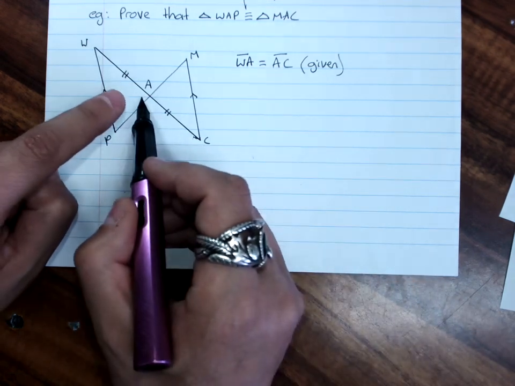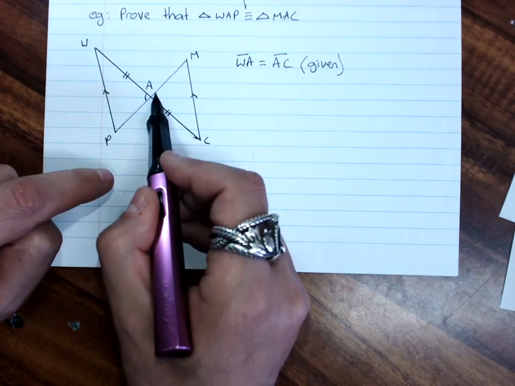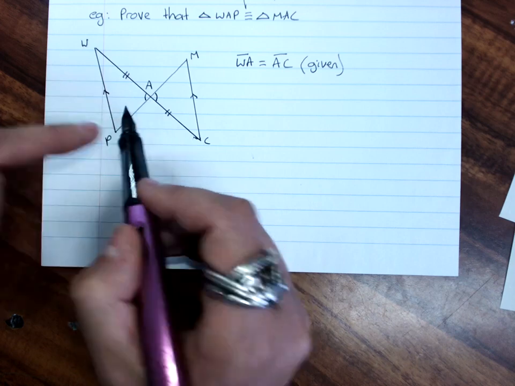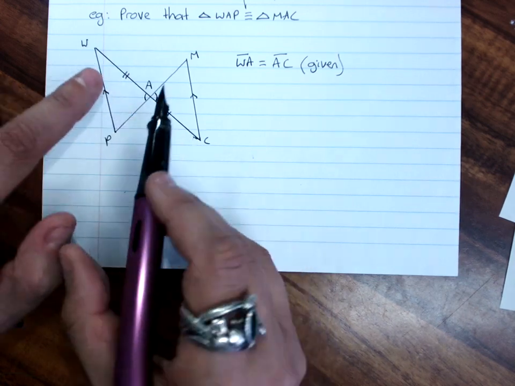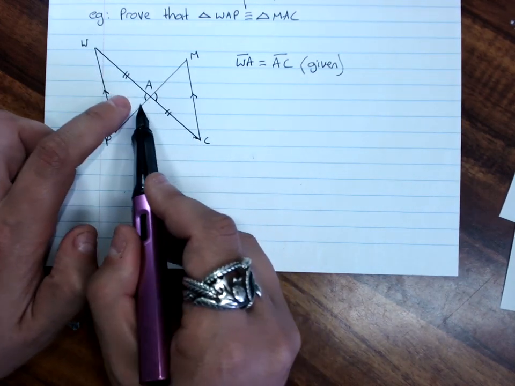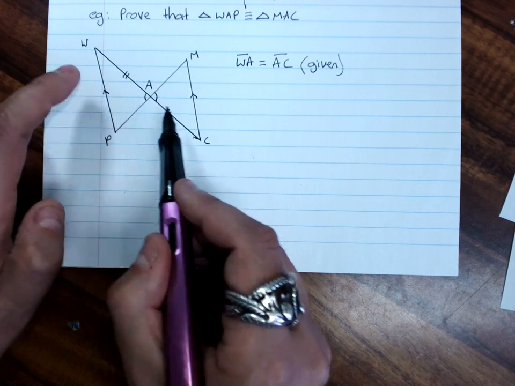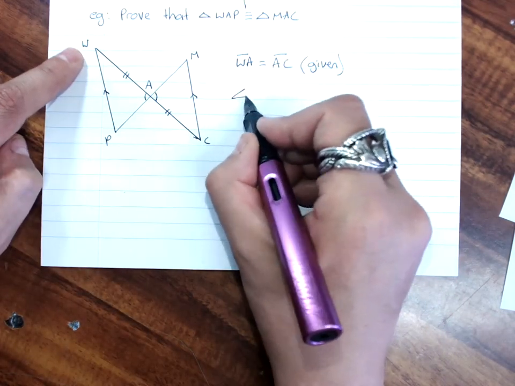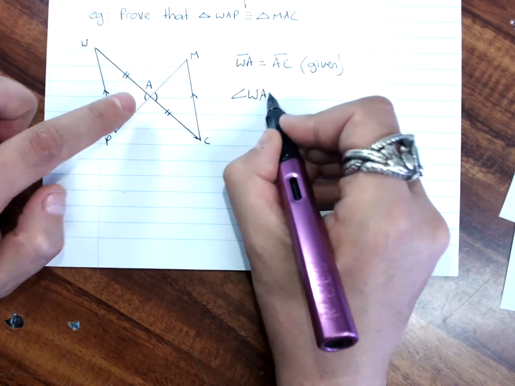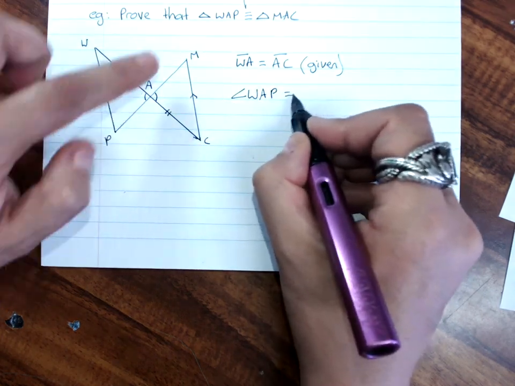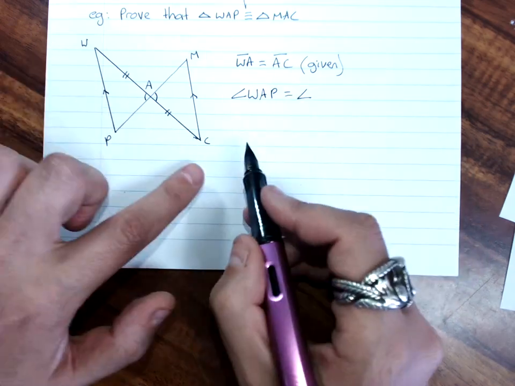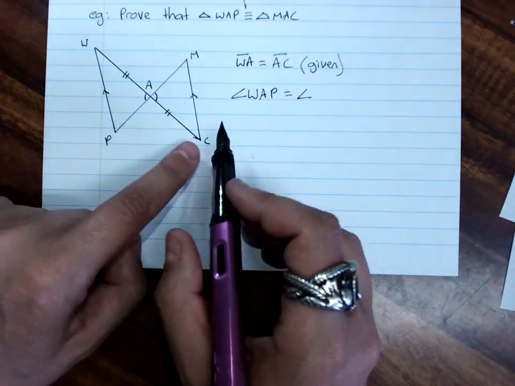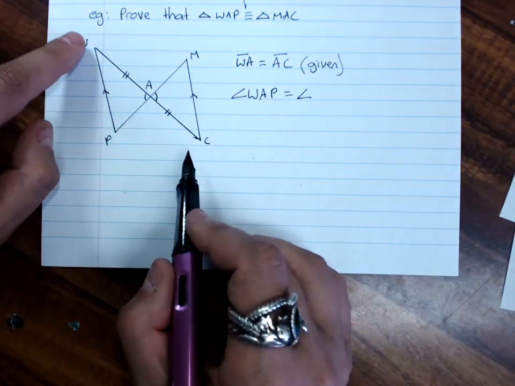Now, this angle here is the same as that angle here because they're vertically opposite angles. I can't just say angle A because angle A could be any one of those four, so I have to give the angle its proper name. Angle WAP is equal to angle. Now, if you can, try to keep them in the correct order.